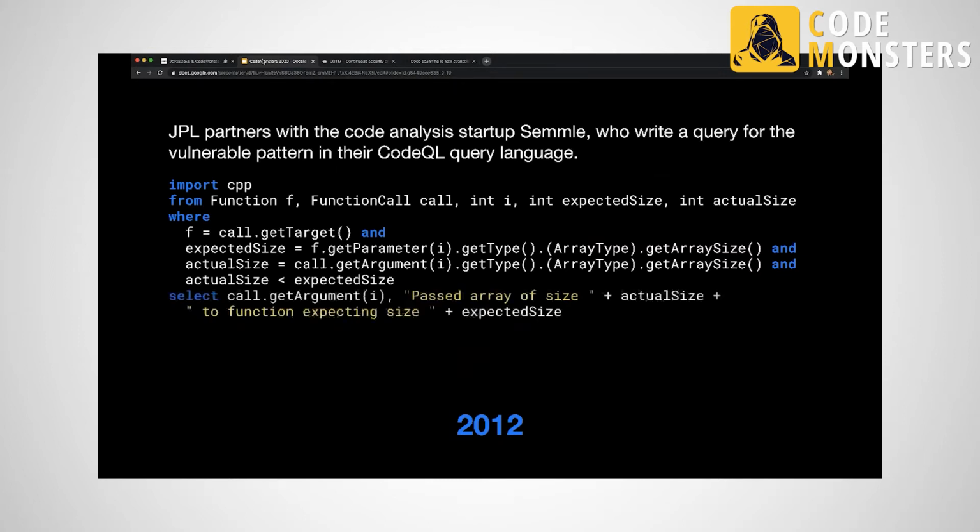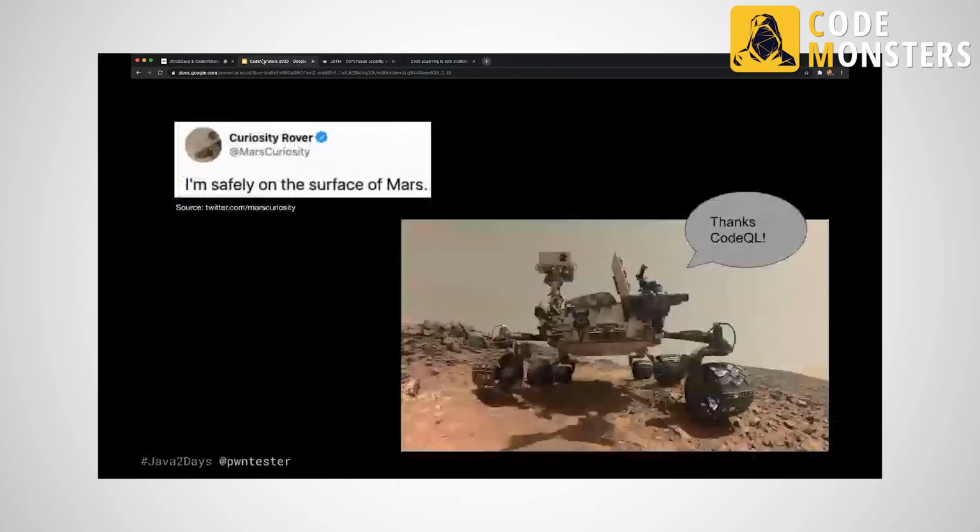So as you can see, this is very similar to SQL, but instead of querying a database, we're actually querying your code base, right? So using this simple query, NASA was able to find 30 similar errors, which they fixed remotely while the probe was still flying on its way to Mars, which is kind of awesome. And we all know how the story ended. Curiosity rover landed safely on the surface of Mars, and it was a little bit thanks to CodeQL.